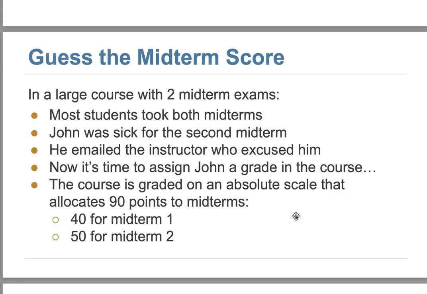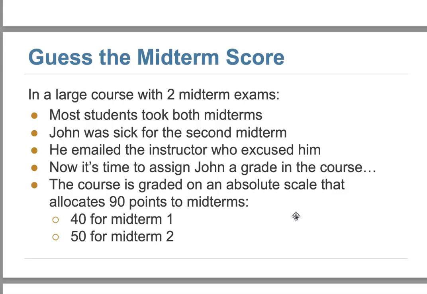Of course, every student has to take both midterm exams to get the final grade, right? Most students did. But unfortunately, John was sick for the second midterm exam. He emailed the instructor, and the instructor excused his illness, so he didn't take the midterm exam. Now it comes to the final grade, and we need to submit it. As a professor, how will you assign John a grade for this course?